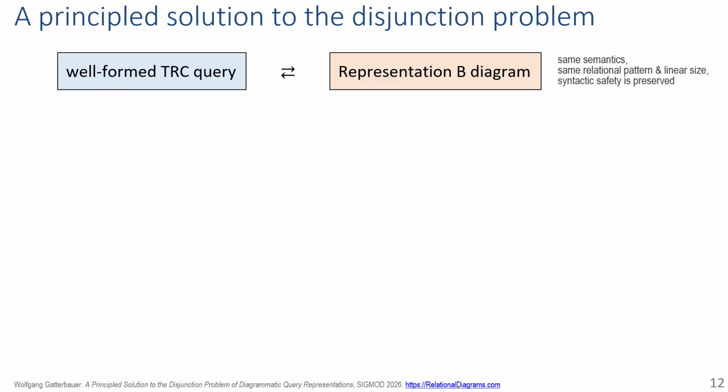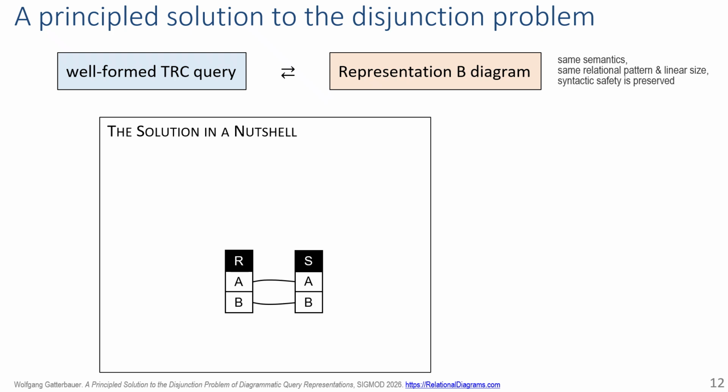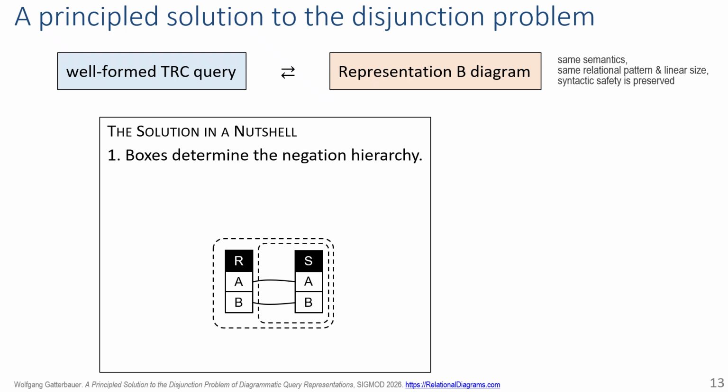Concretely, every well-formed expression in two-dimensional calculus has a corresponding representation, a B diagram, that preserves the semantics and is of linear size in the original expression, even with arbitrarily nested disjunctions. The solution in a nutshell: we start from UML notation, familiar from ER, entity relationship diagrams. We add nested boxes that show individual negation scopes. Predicates get their own independent anchor. This allows predicates to live in a separate negation scope from the two operands.